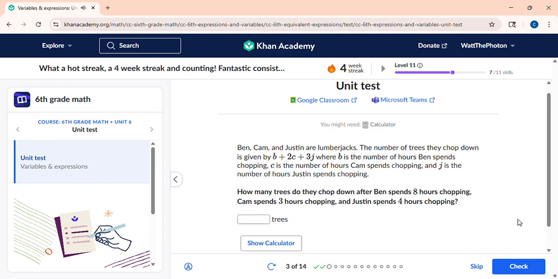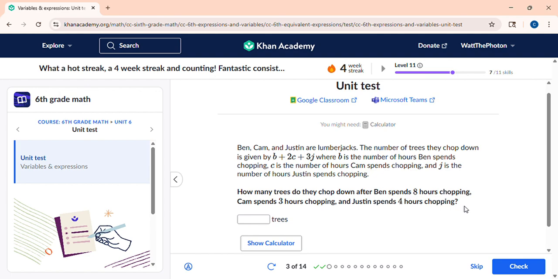So Ben, Cam, and Justin are lumberjacks. The number of trees they chop down is given by B plus 2C plus J, where B is the number of hours Ben spends chopping, C is the number of hours Cam spends chopping, and J is the number of hours Justin spends chopping. How many trees do they chop down after Ben spends 8 hours chopping, Cam 3 hours, and Justin 4 hours?